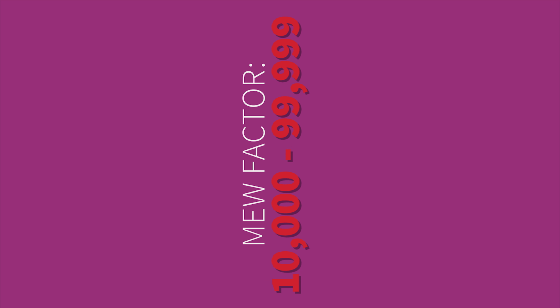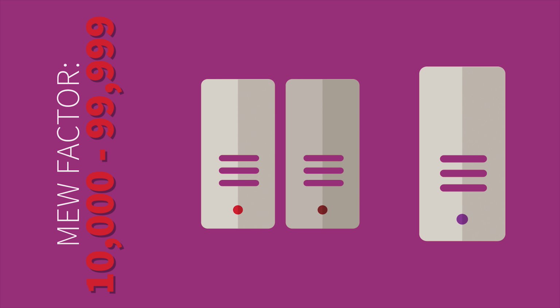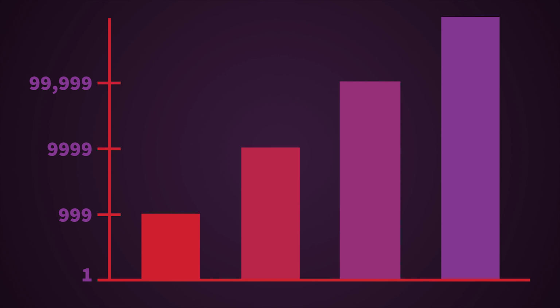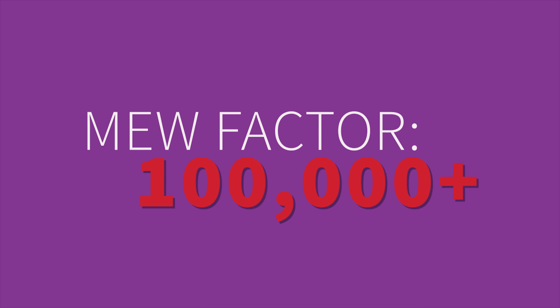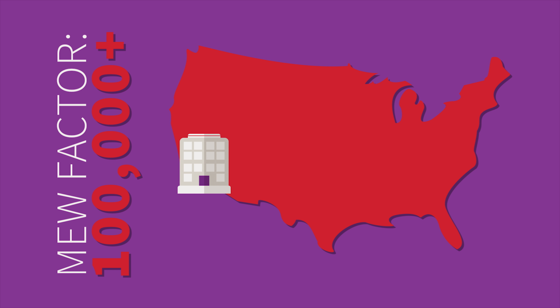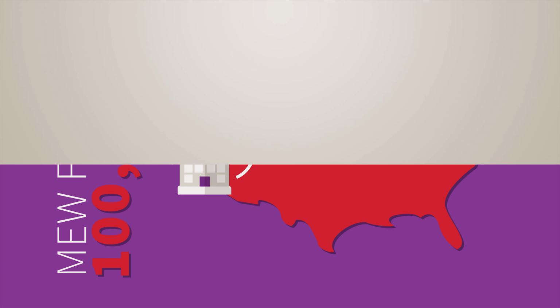A Mu factor of 10,000 to 99,999, the site is required to have a separate tertiary automation system of equal or greater size as the redundant automation system. Sites with a mu factor of 100,000 or greater are required to have a redundant site that is located a reasonable distance from the current site where it won't be impacted by the same weather or other conditions.